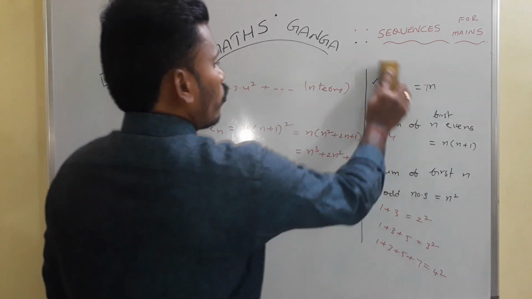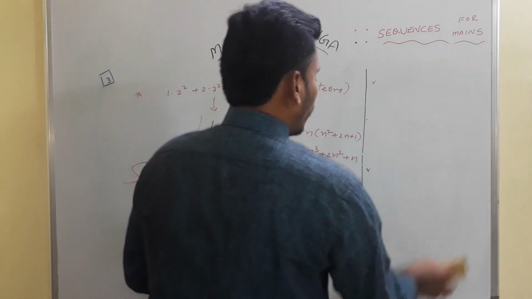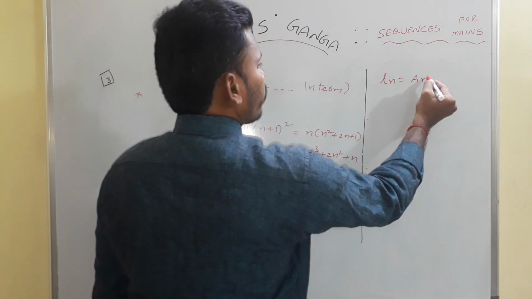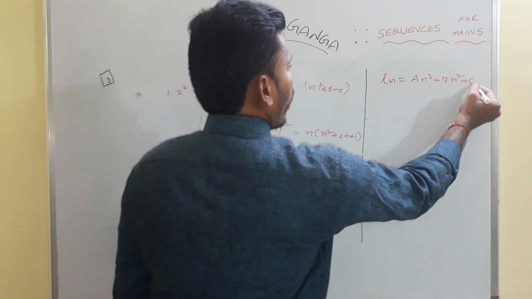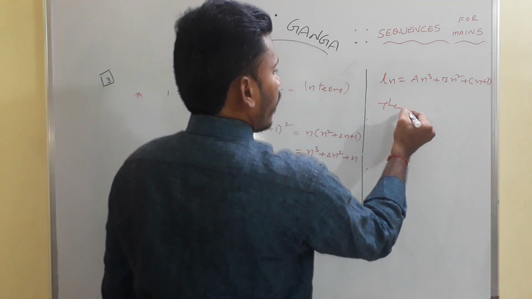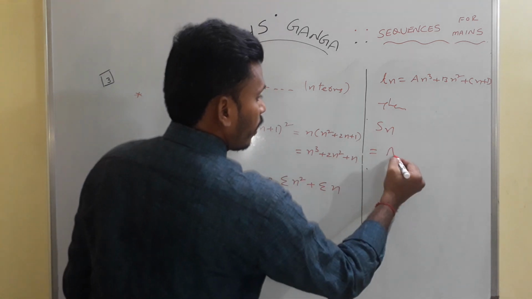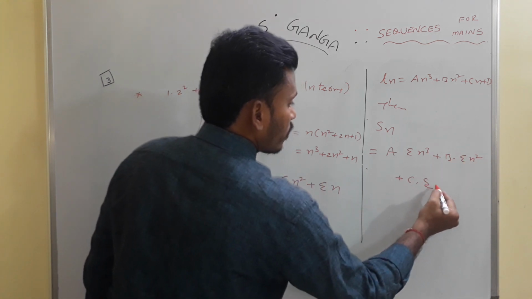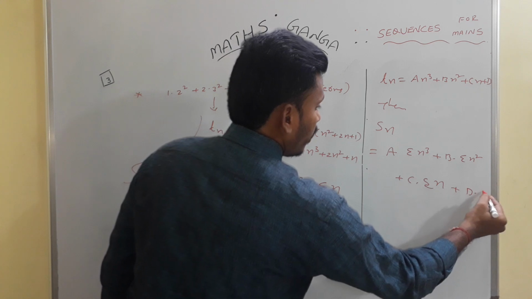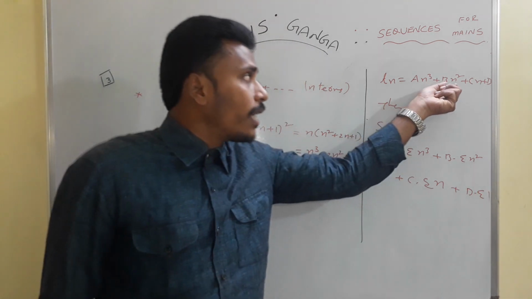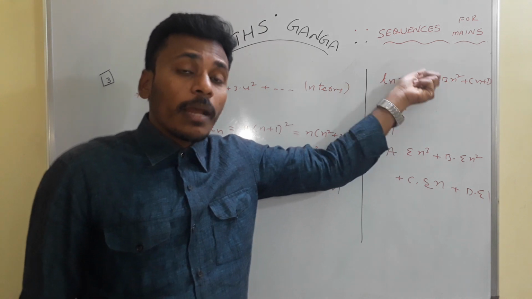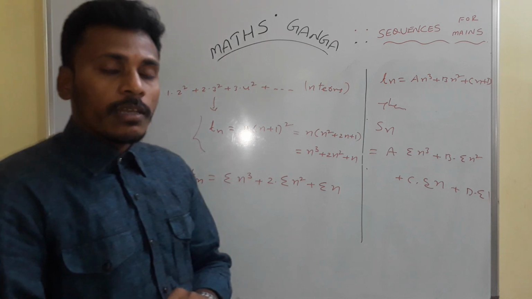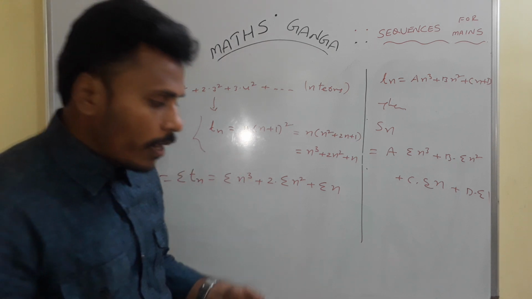For all these, first of all you need to identify the nth term of the given sequence. If the nth term is like a n cube plus b n square plus c n plus d, then its sum of n terms is given by a into sigma n cube plus b into sigma n square plus c into sigma n plus d into sigma 1. First calculate the nth term, then apply sigma to that nth term, and you will get the sum of n terms. So this is the way of calculating the sum of n terms using sigma n square and sigma n cube.